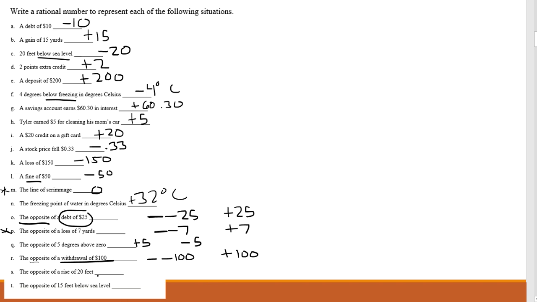The opposite of a rise of 20 feet, so the rise of 20 feet would be positive. The opposite of that would be negative 20. And then the last one, the opposite of 15 feet below sea level. So if it's 15 feet below sea level, we would represent that with a negative integer. And then the opposite of that, the opposite of negative 15, would be positive 15.